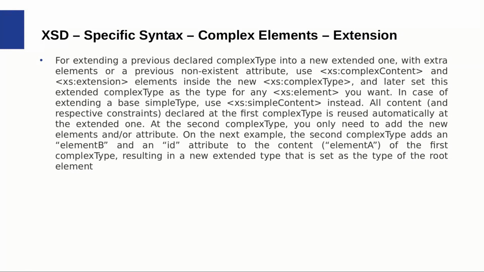And in case of extending a base simple type, you use instead the xs:simpleContent. And an important thing here is that when using extension, all the content and respective constraints initially declared for the first complex type we extend is reused automatically at the new extended type. So at the second complex type, you only need to add the new elements or attribute.